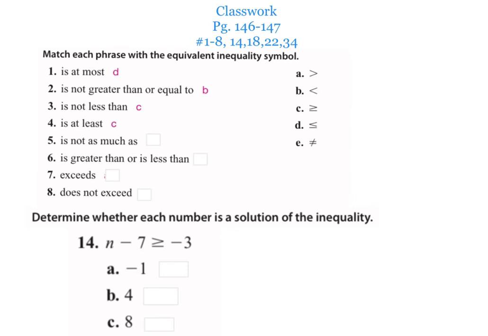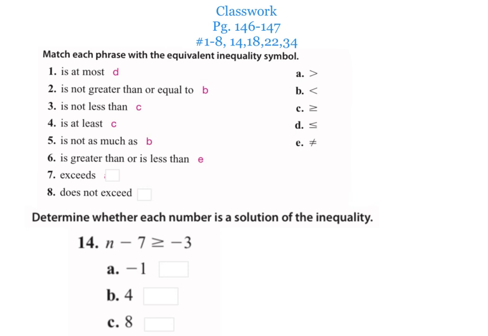Is not as much as. B. Not as much indicates that it doesn't include it. Not as much is greater than or is less than. Not equal to means it can be more than, it can be less than. It just can't be the number itself.